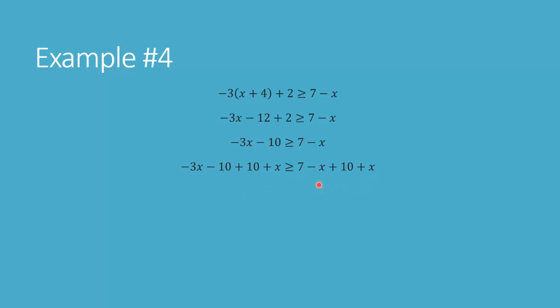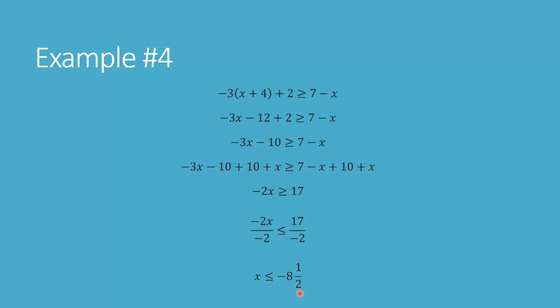I will add x to both sides, destroying these x's, which gives me -2x is greater than or equal to 17. So now my next step is to divide by a -2. And again, we're dividing by a negative, so we're flipping the sign. So now we have this side is less than or equal to this side. And again, the -2's cancel out here, so we're left with a final answer of x is less than or equal to -8.5.